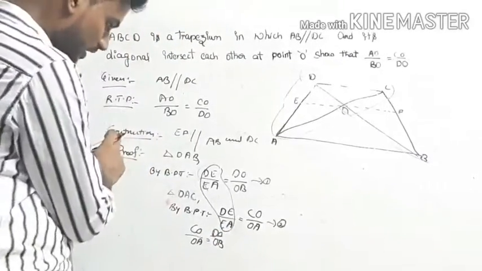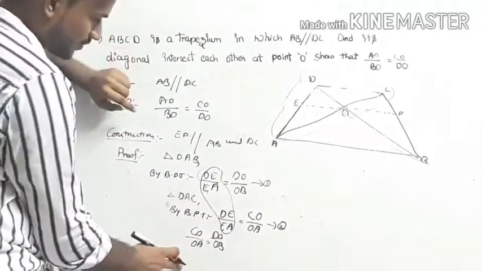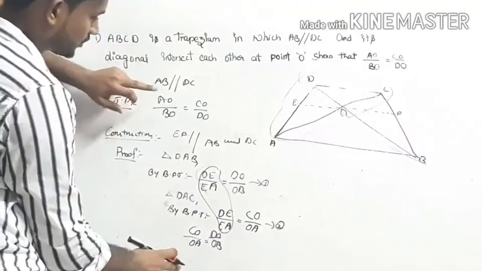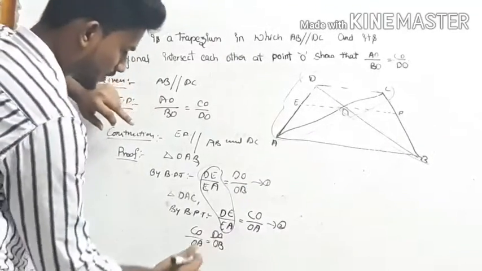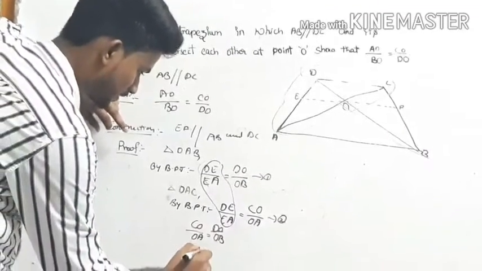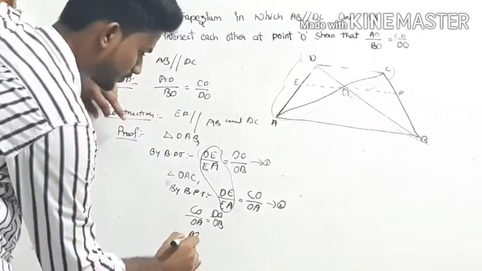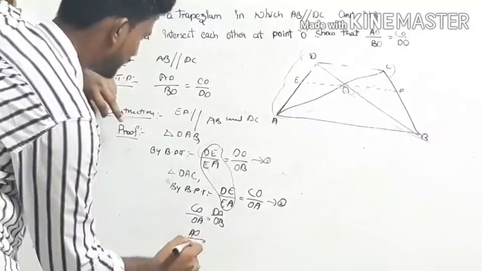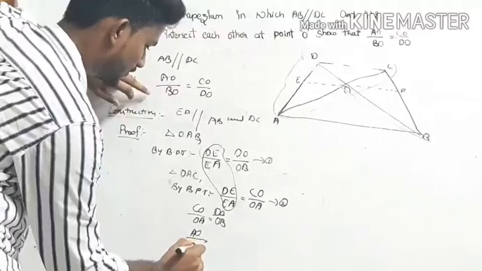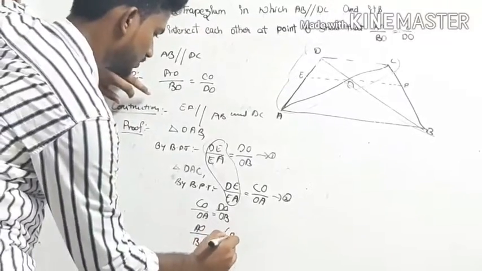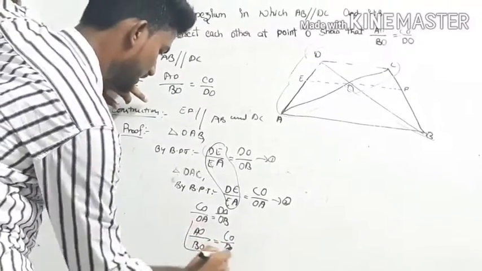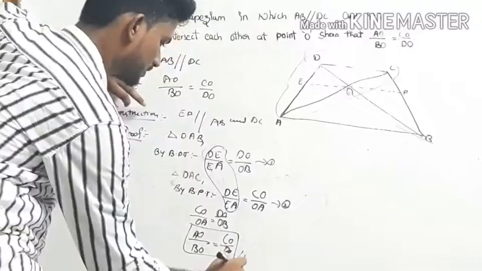We want AO by BO equals CO by DO. By cross multiplication, AO by BO equals CO by DO. This is the required result. This is all.